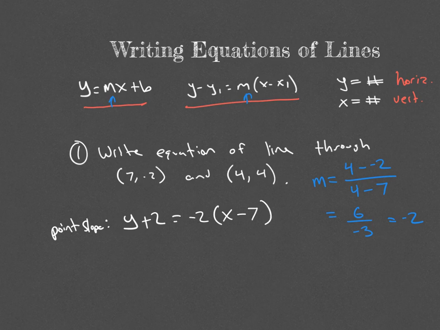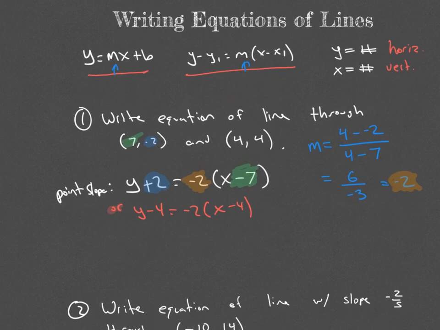So let's maybe color code this a little bit. The minus negative 2 becomes plus 2. My slope was negative 2, and that's the slope there. And then my x-coordinate, x minus x1, is 7 there. Or we could have used the other point. We could do y minus 4 equals negative 2 times x minus 4. Either of those are acceptable.